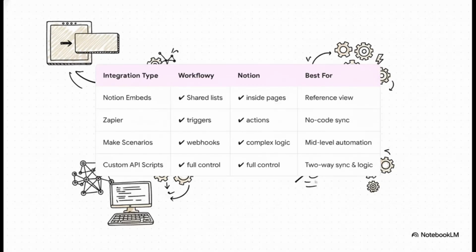Think of this table as your little cheat sheet. If you just want to see a list for reference, Notion Embed is perfect. If you want to automatically create a new page in a Notion database every time you use a special tag in Workflowy, Zapier is your best friend for that. For more complex stuff, you can level up to Make. And for absolute total control, well, you can build literally anything you want with their APIs.